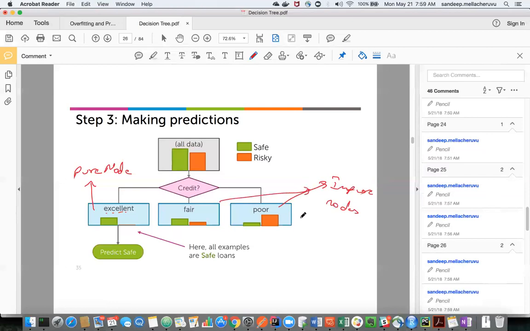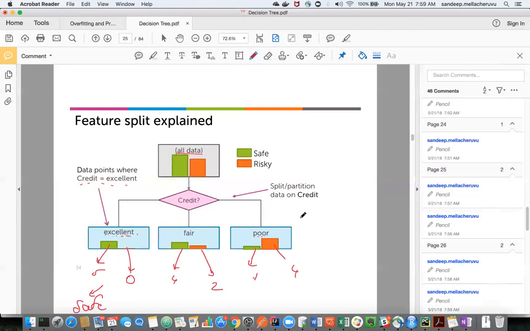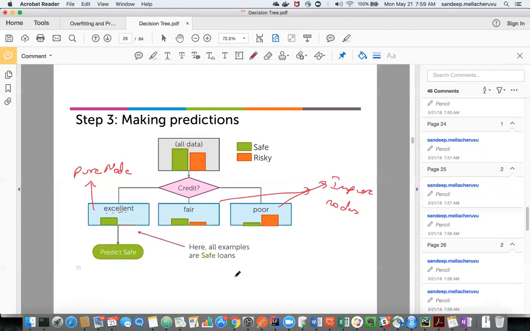These two are impure nodes. So when you have an impure node, split it again. Pure node means it is purely safe. This one is purely safe. This one is safe, but not very pure. This one is risky, but again not very pure. So these two are not pure nodes. When you have an impure node, split the data again on these two branches, these two nodes.